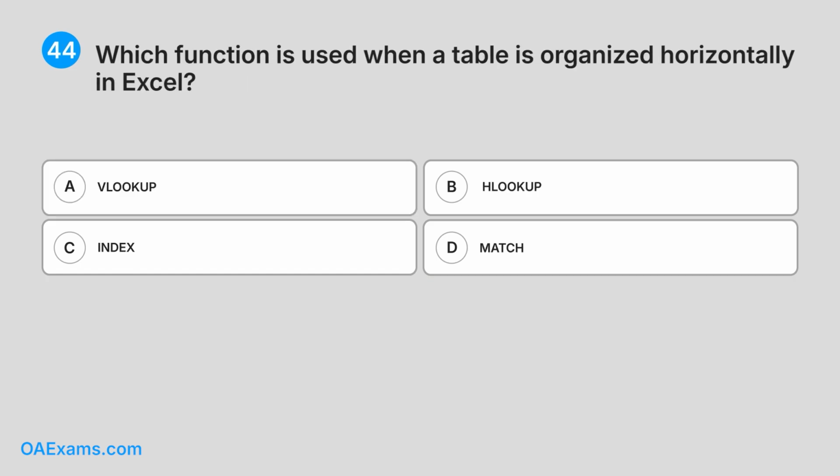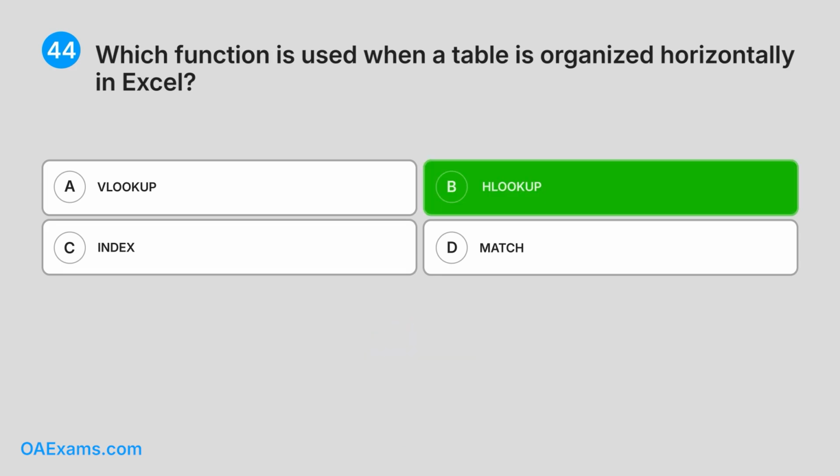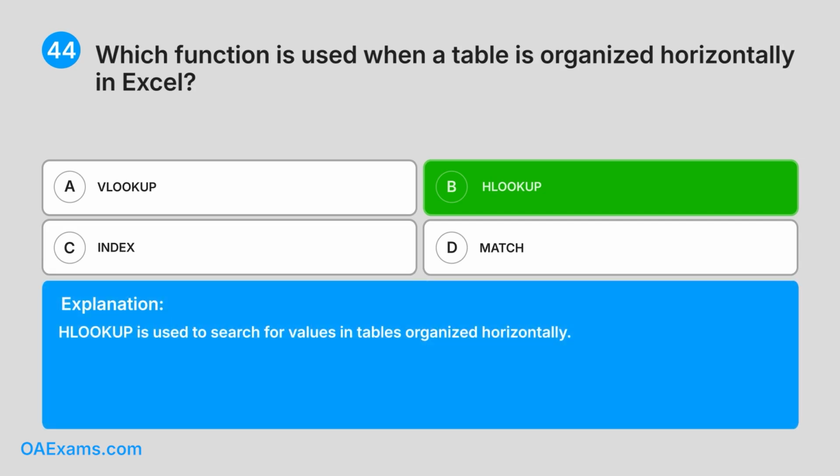44. Which function is used when a table is organized horizontally in Excel? A. VLOOKUP. B. HLOOKUP. C. Index. D. Match. Can you guess the answer? Correct answer, B. HLOOKUP. Explanation. HLOOKUP is used to search for values in tables organized horizontally.